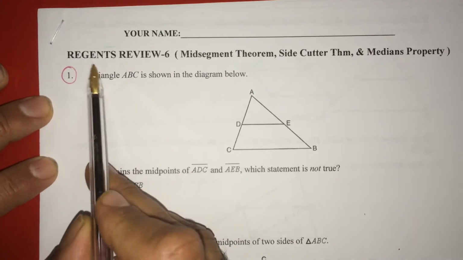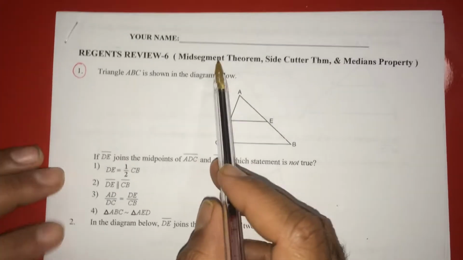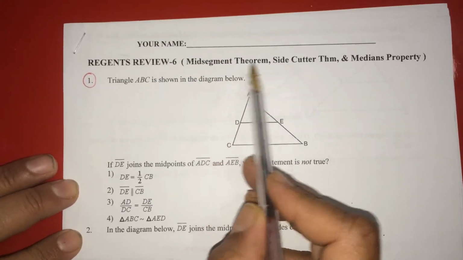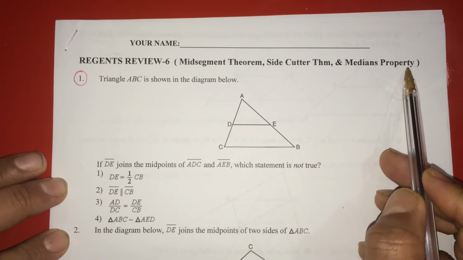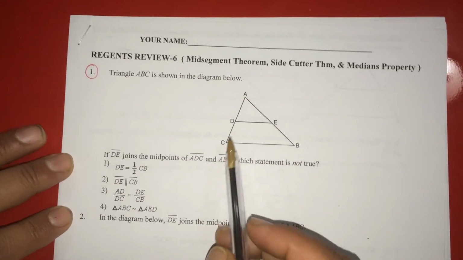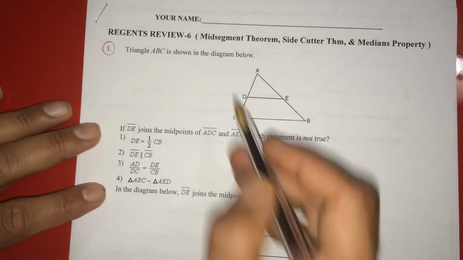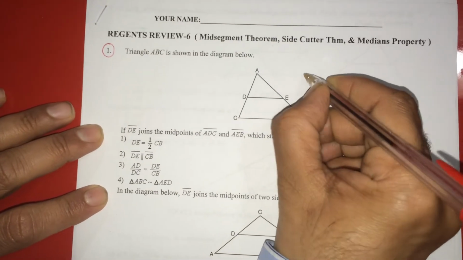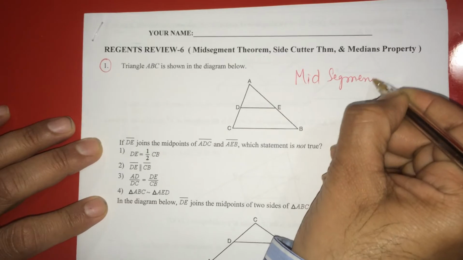Now, in this Regents Review 6, we are mainly seeing the topics mid-segment theorem, side cutter theorem, and medians property. Based on these three properties of theorems, we do the problems. First, I give you the idea about the mid-segment theorem. So, what is mid-segment theorem?